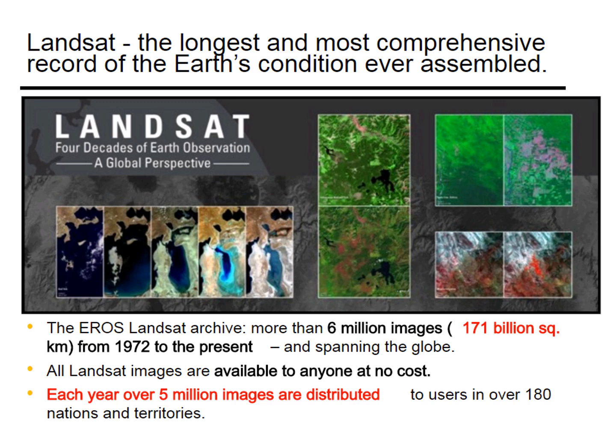There are more than 6 million images, which is 171 billion square kilometers, that were collected from 1972 to the present, and they span the globe. Now, they don't very often do water collections, and they don't very often do Antarctic and Arctic collections, because once you get up to the poles, the lighting conditions become poor. There has been an attempt to do an Antarctic mosaic that was done with Landsat.